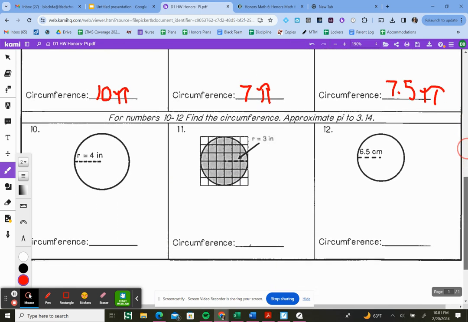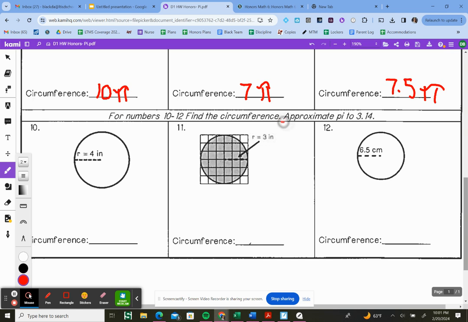And then down here it says find the circumference, but you need to approximate pi to 3.14. All right. So for number 10, the radius is 4. I'm going to go right ahead and get the diameter, which is 8. So then I know my formula is pi times diameter. So I just need to do 3.14 times 8. I'm going to type that in a calculator, but you guys need to do the math by hand. 25.12 is what I got, and the units are inches.